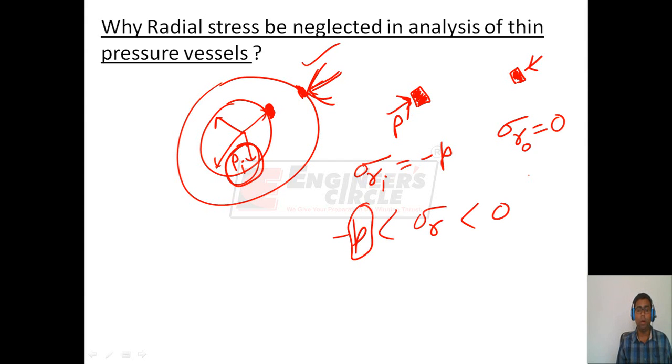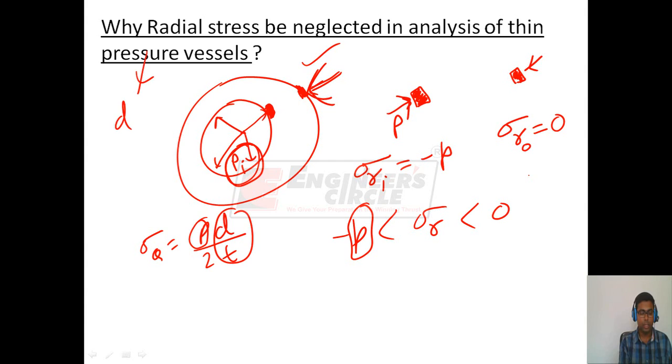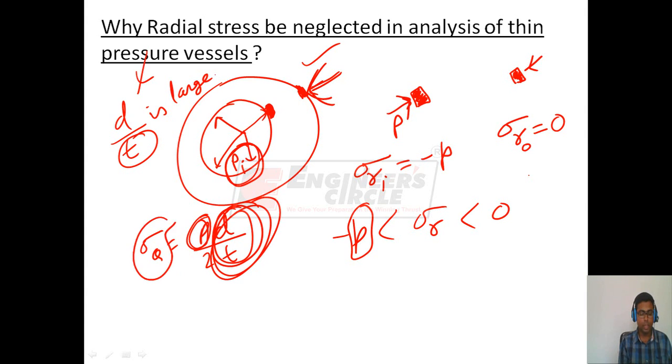But we have already found that hoop stress is given by PD by 2t, so hoop stress is equal to pressure into D by t. For thin pressure vessels, we have seen that D by t is large because the thickness of a thin pressure vessel is small. So hoop stress is pressure into D by t, which is a large term. Pressure into some large term will make hoop stress very large compared to this pressure.